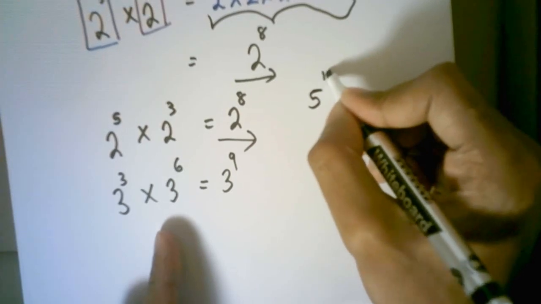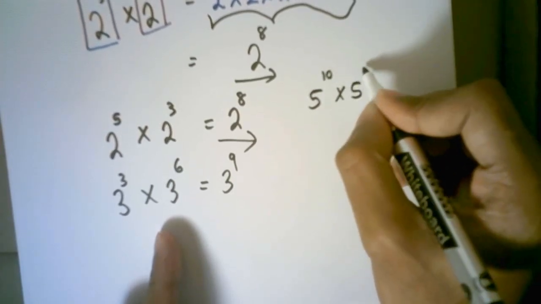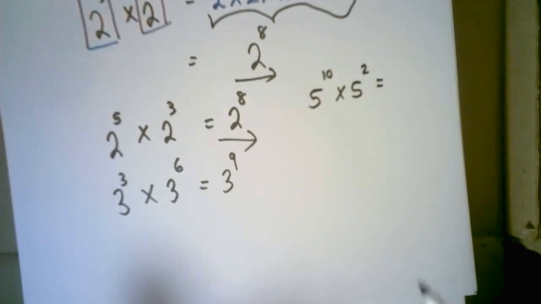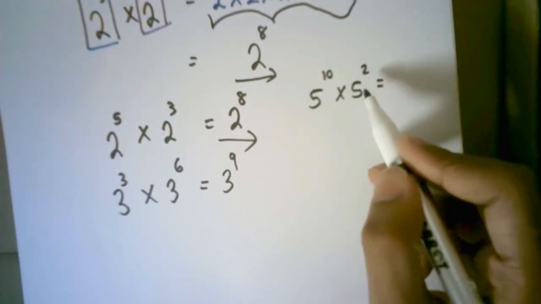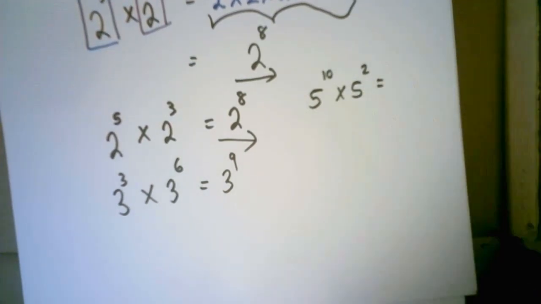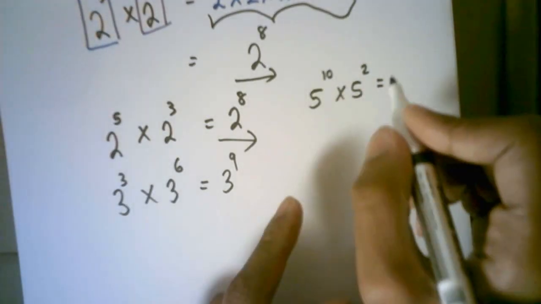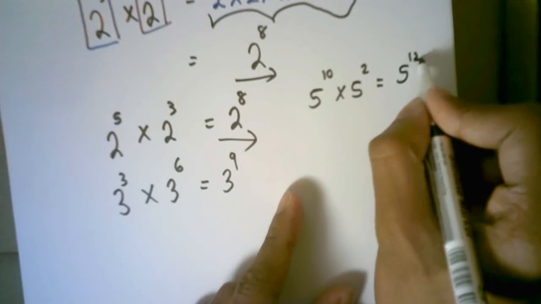Let's say 5 raised to the power of 10 times 5 raised to the power of 2. So this is going to be 5 times 5 times 5. 5 is going to be repeated 10 times, multiplied by 5 times 5. 5 is going to be repeated 2 times in this case. And then I'm going to see how many times 5 is being repeated. 5 will be repeated 12 times. So this is equal to 5 raised to the power of 12.